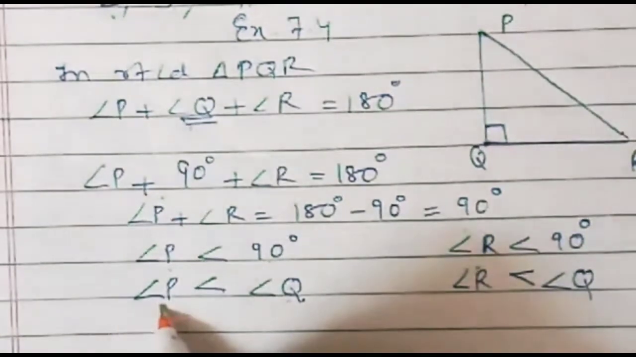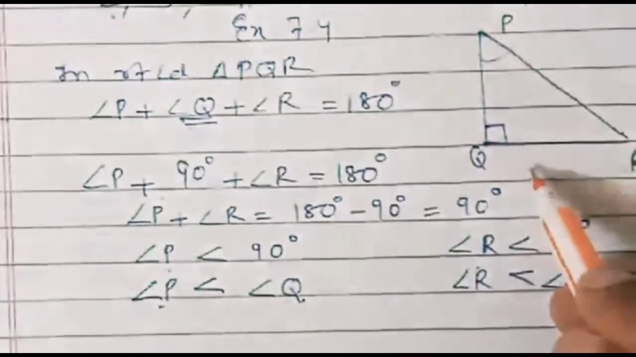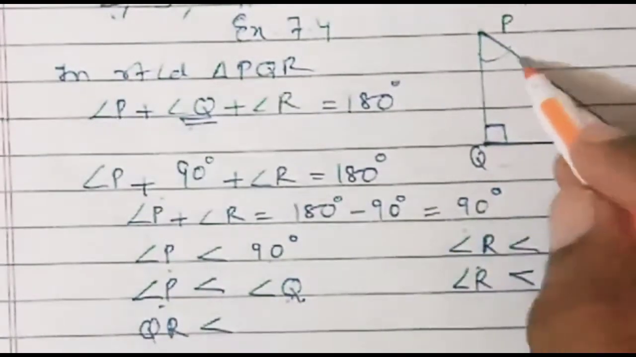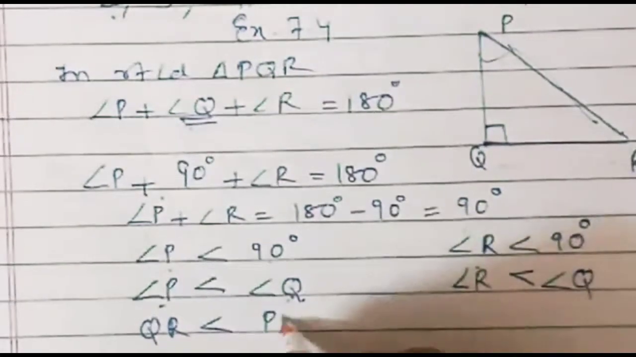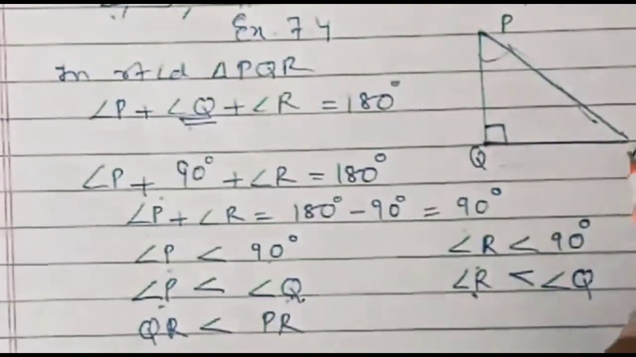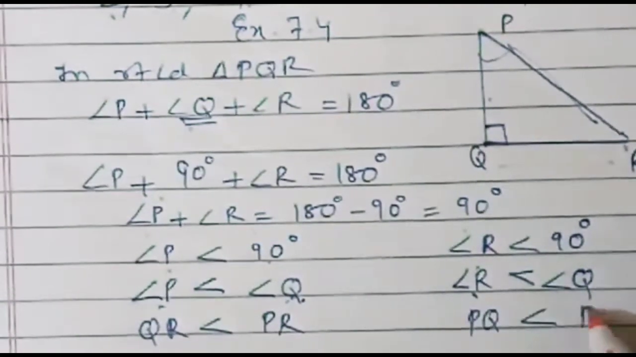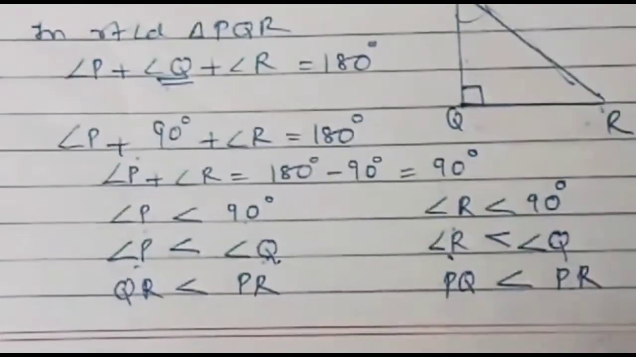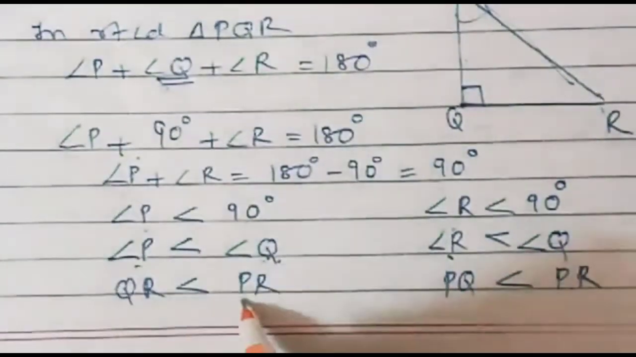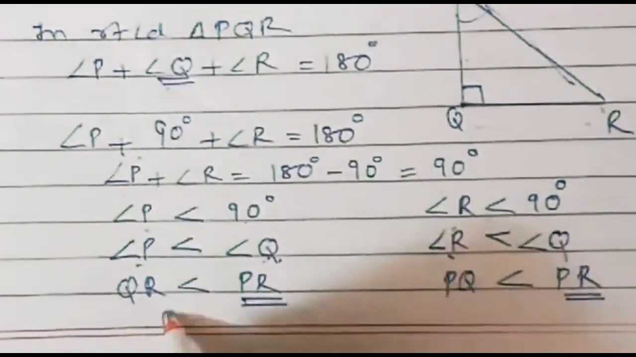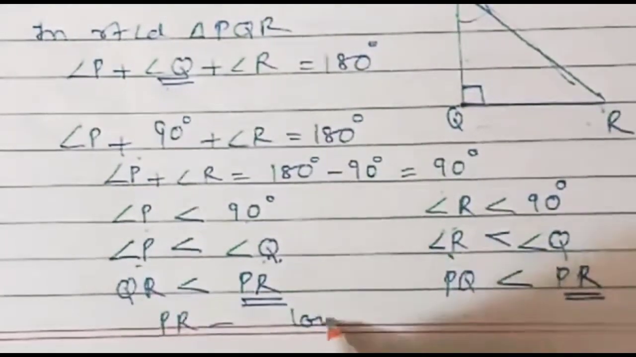So here you can see angle P is the smaller angle. So opposite side of angle P will be QR. So QR will be smaller than the opposite side to angle Q, which is PR, right? Similarly here, the opposite side to angle R is PQ. PQ will be smaller than PR because PR is the opposite side of angle Q. So here you can see in both the situations you are getting PR is greater than PQ as well as QR, and so we can say PR is the longest side.